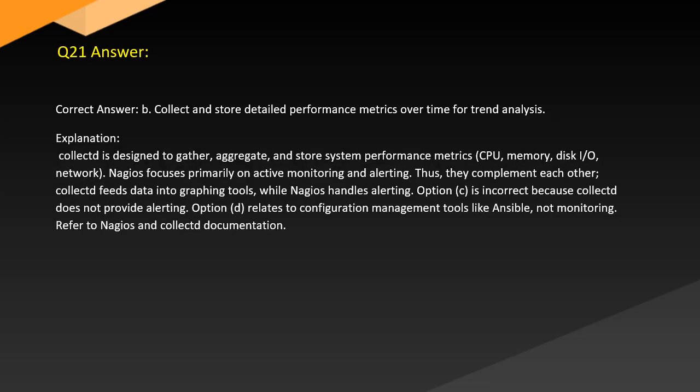Answer. Correct answer: B. Collect and store detailed performance metrics over time for trend analysis. Explanation. Collectd is designed to gather, aggregate, and store system performance metrics: CPU, memory, disk I/O, network. Nagios focuses primarily on active monitoring and alerting. Thus, they complement each other. Collectd feeds data into graphing tools while Nagios handles alerting. Option C is incorrect because collectd does not provide alerting. Option D relates to configuration management tools like Ansible, not monitoring. Refer to Nagios and collectd documentation.